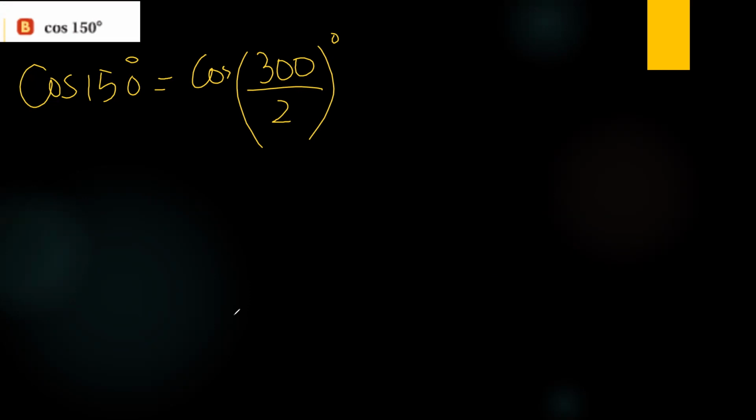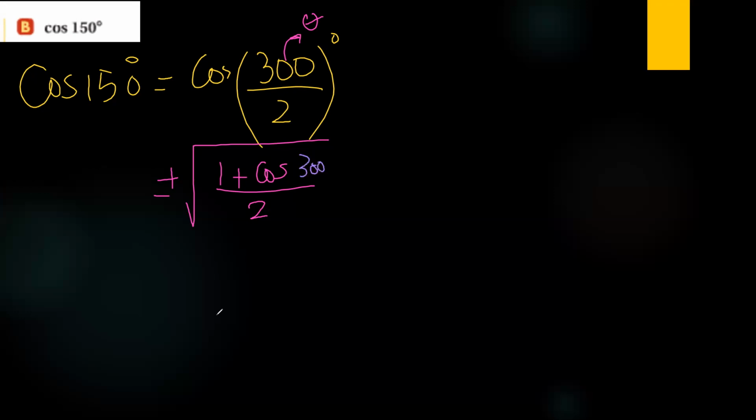Now remember that the cosine of theta over 2 is positive or negative square root of 1 plus cosine of theta over 2. So where's my theta? This is my theta. So instead of theta here, I will write 300. So it's 1 plus cosine of 300 over 2.